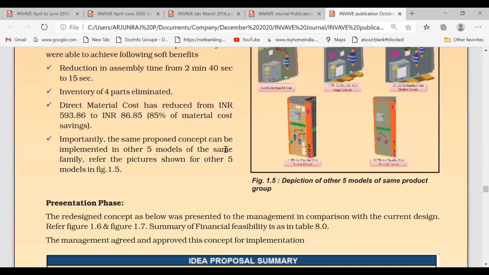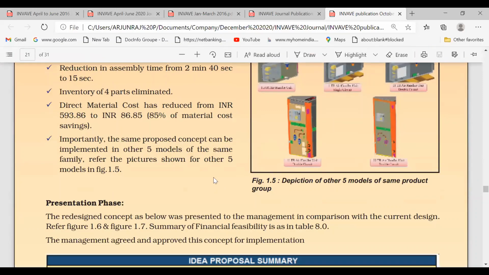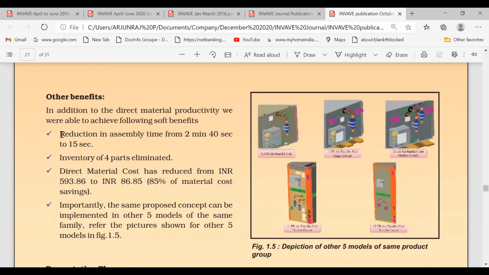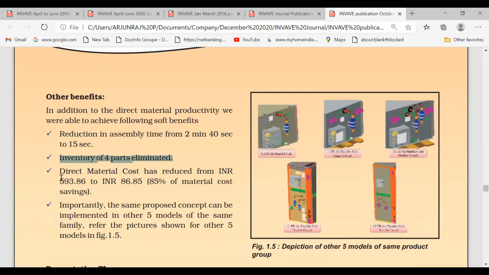And it has also been modified in other products as well. And you see, what are the other benefits? You're going to reduce the cycle time because you're going to eliminate a lot of parts, right? Your inventory is also going to get reduced. Your direct material cost is also going to get reduced. From 593 rupees, you're going to reduce the cost to 86 rupees. Almost 85% of the material cost is going to get reduced.